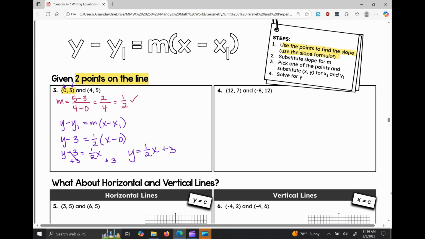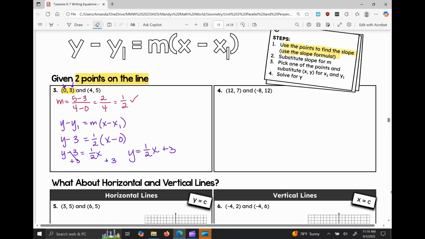That doesn't look like a 3. Let me rewrite that. 1/2 x plus 3. Oh, now it doesn't want to erase it. Okay, 1/2 x plus 3. Let's move on to example number 4.